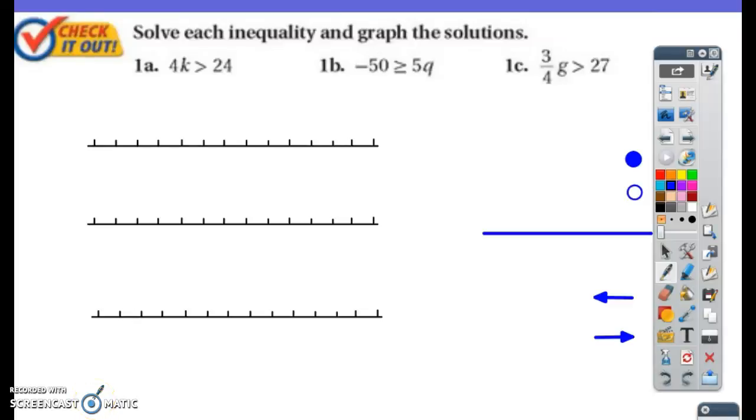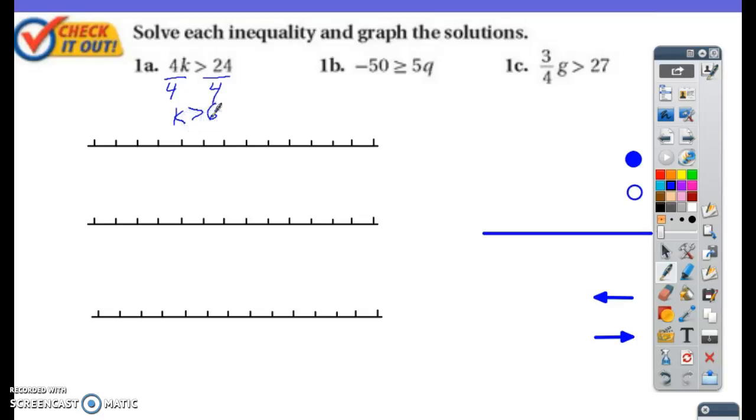Okay, ladies and gentlemen, today we are going to be talking about solving inequalities with multiplication and division. The first one, 1a, says 4k is greater than 24. What we're going to do is divide by 4, like we would in a one-step equation, and we would get k is greater than 6.